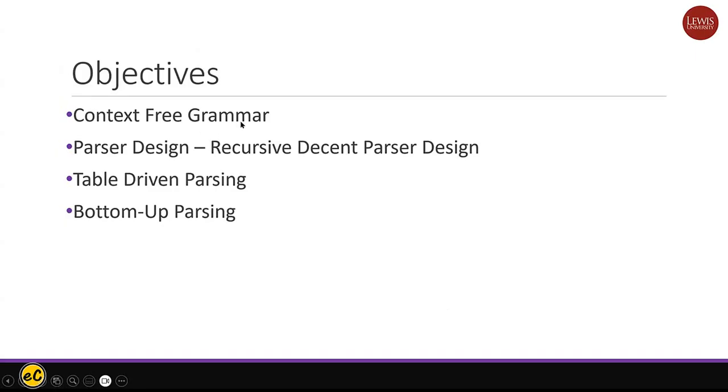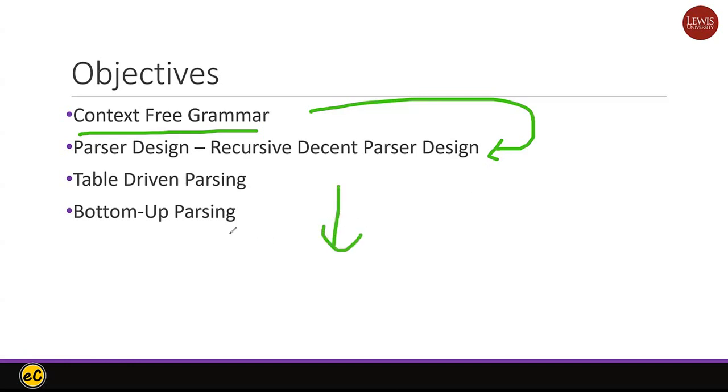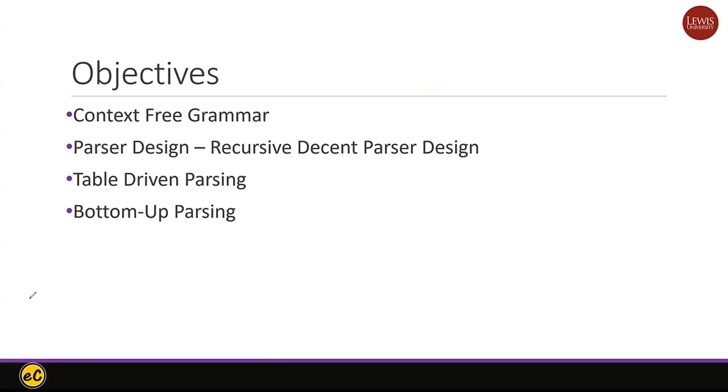So basically, context-free grammar, parser design, recursive descent parser design, token table-driven parsing design. Here we talk about the grammar and then how, based on the grammar, to design the parser. And the parser can be designed in the ad hoc parser approach or table-driven parser approach. And there's top-down parsing and also bottom-up parsing, 2 different types of parsing that can be used.